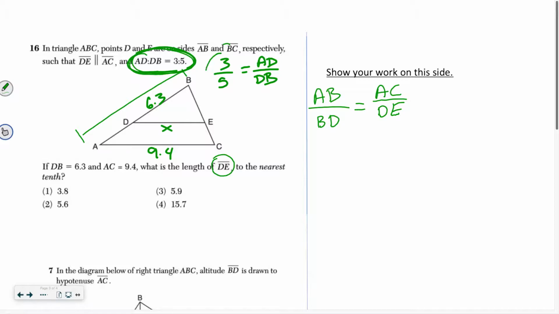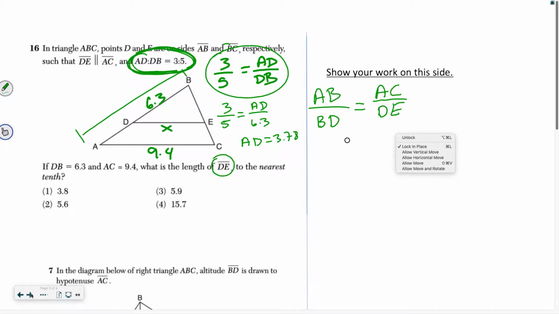This is the way I figure out the length of AD, okay? So take this and let's solve for AD. 3 over 5 is equal to AD over DB. Well, DB is 6.3, okay? When you cross multiply here, you end up with AD equals 3.78. Now let's substitute in here. AB, now I know what the length of AB is.